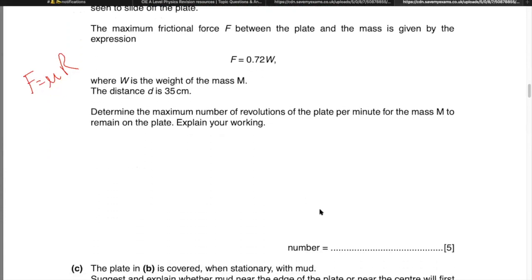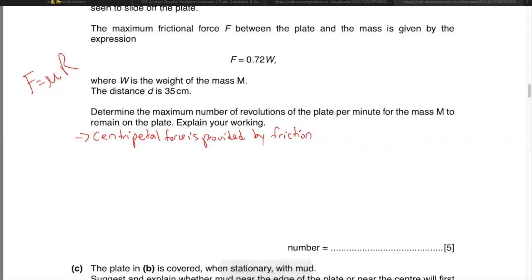So look at the marks. They're giving us a lot of marks. Don't you think this is kind of cheesy? Well, there's a reason for that, because whenever you're solving these questions and you know that something is providing the centripetal force and there's a lot of marks here, write this statement. Centripetal force is provided by friction or frictional force, okay?